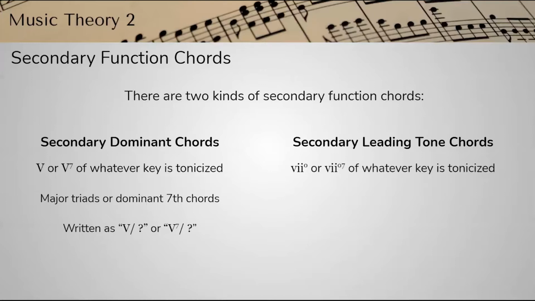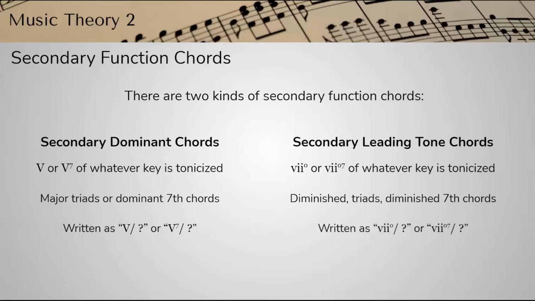And these are the 7 diminished, or 7 fully diminished, or even 7 half diminished of whatever key is being tonicized. So these will be diminished triads, or some kind of diminished 7th chord. We write these as 7 diminished of something, or 7 diminished 7 of something, or you include any kind of numbers that indicate the inversion, things like that.